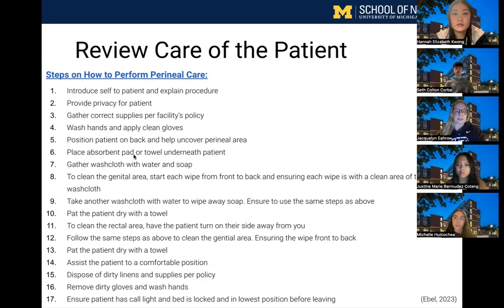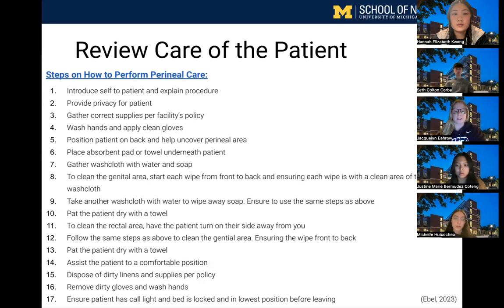And then step five, this is where you will help position the patient on their back. This helps expose the perineal area. For women, have them bend their knees to expose the area to clean. Ensure only just enough of the area is exposed to maintain privacy. At this point, remove soiled undergarments or briefs if this applies. Step six, you can place a towel or absorbent pad underneath the patient. Step seven, gather a washcloth and soap with enough soap to clean the patient.